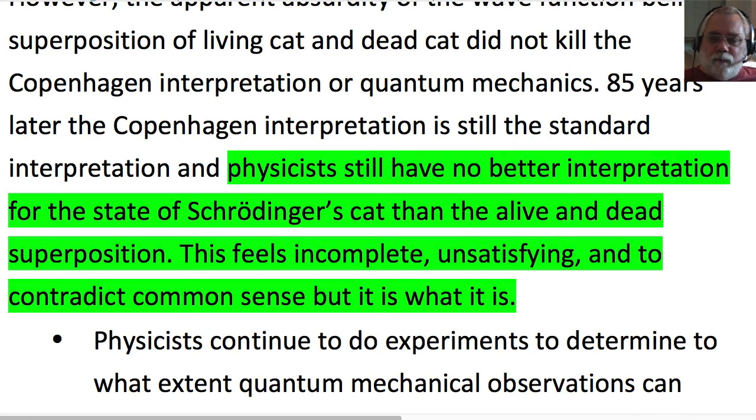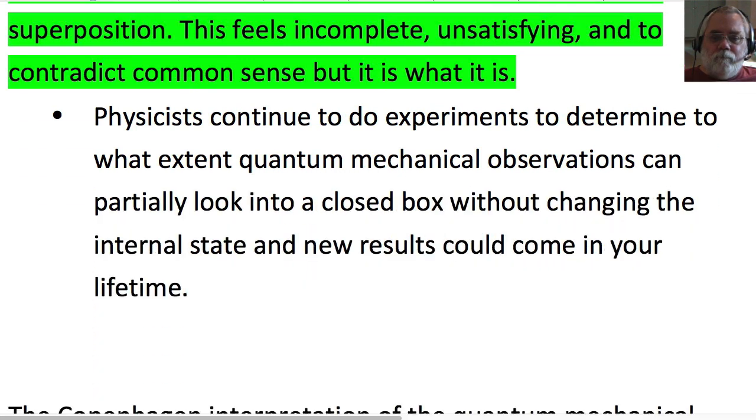This feels incomplete, unsatisfying, and to contradict common sense or at least common language, but it is what it is. Physicists continue to do experiments to determine to what extent quantum mechanical observations can partially look into a closed box without changing the internal state, and new results could come in your lifetime.